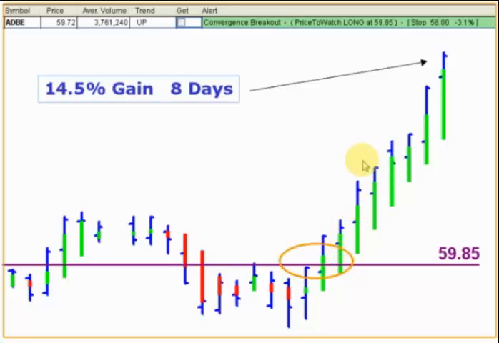That's why this is called a convergence breakout. When the price breaks out of this convergence zone, which is based on a bunch of criteria, it tends to take off like a bat out of hell. And then we get this nice big move. In this example here, we had a 14.5% move within an 8-day period. And remember I said your average swing trades tend to last between 5 and 8 days.